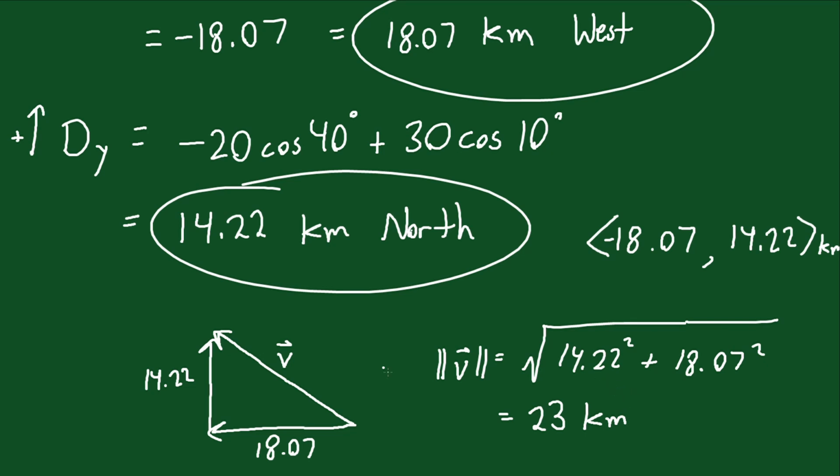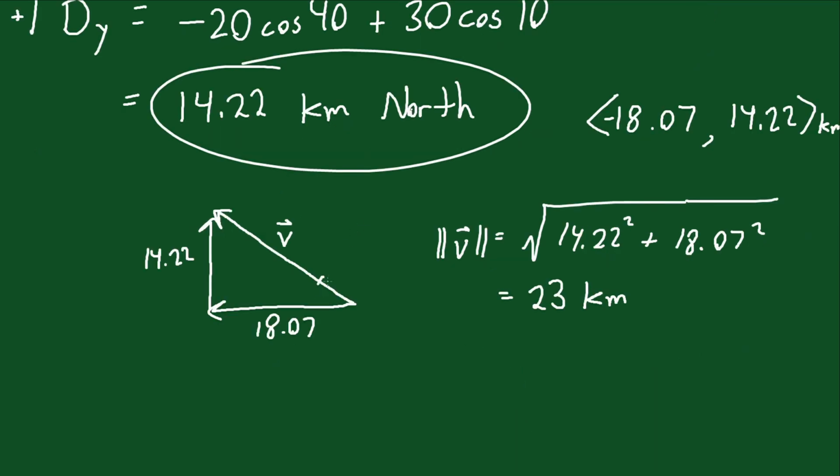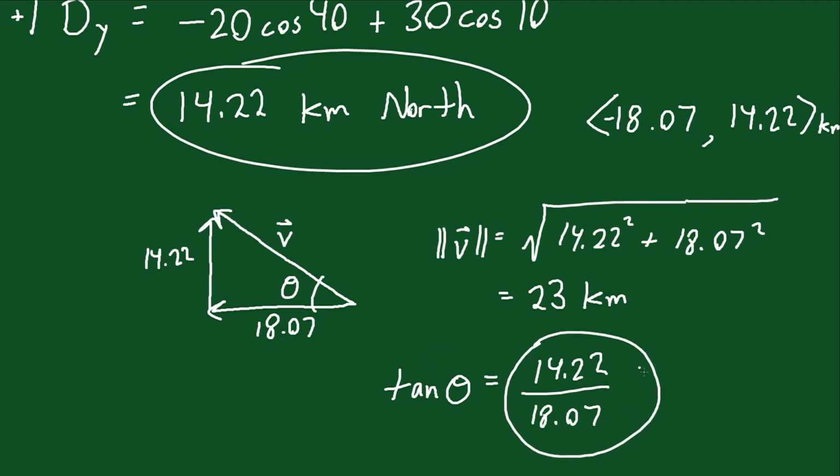And now we have to figure out what angle, right, what direction we're going to assign to this, because a magnitude alone is not good enough for a vector. We also need our direction. Well, we can figure out what this angle in here is. I'll call it angle theta for now. I'll say tan of theta is equal to, we'll use our opposite over our adjacent, right? So 14.22 divided by 18.07. Take the tan inverse of this to get theta, and if you do so, you should get 38.2 degrees.